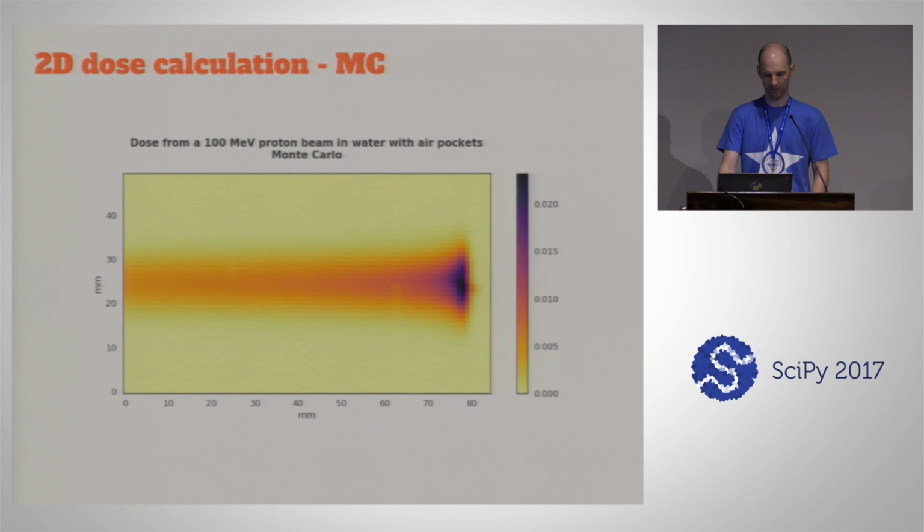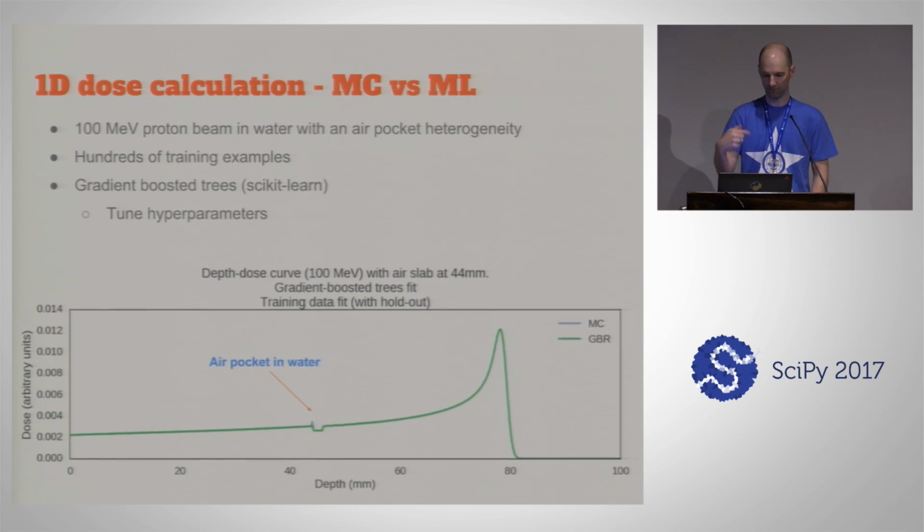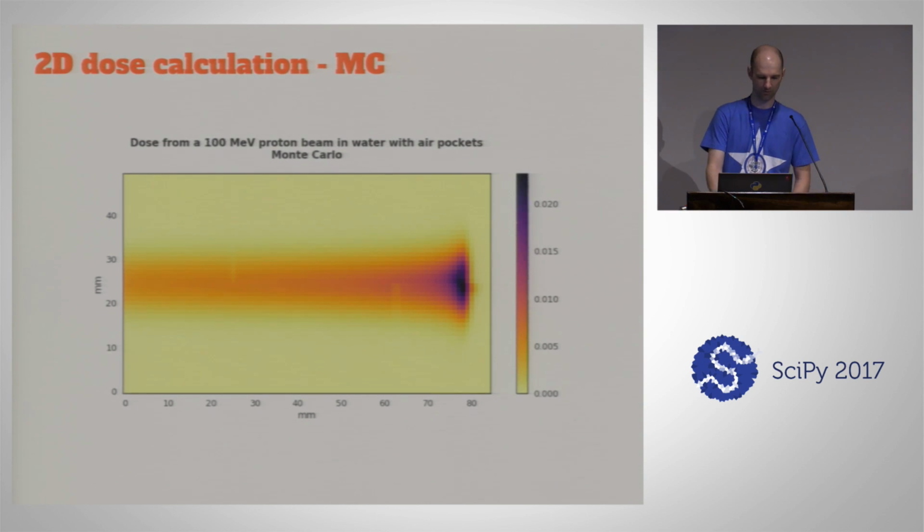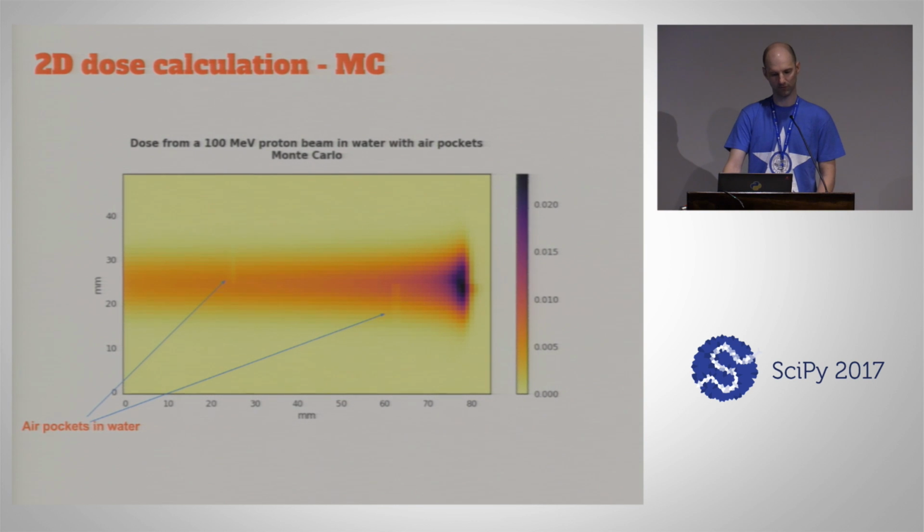This previous one we saw was a very high resolution, 0.25 millimeter bins, just to see the exact structure we'd see. This one is a lower resolution, 1 millimeter bins, but this is actually what's used clinically. This is actually considered high resolution. In this one, you can see there are a couple different air pockets here.